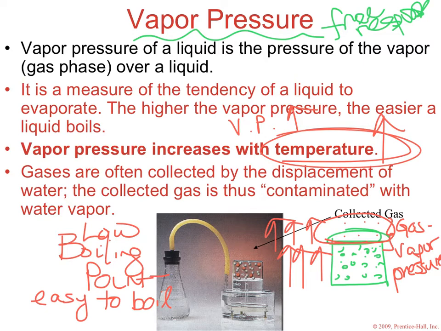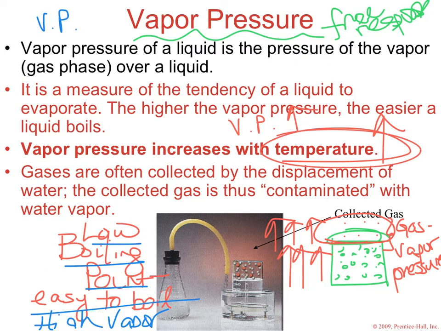For something that has a low boiling point, it is going to have a high vapor pressure. So think of vapor pressure as the number of gas molecules. Something with a low boiling point will have a high vapor pressure. Something with a high boiling point, something that's hard to boil, will have a low vapor pressure. It's not going to have very many molecules in the gas phase. So we say that vapor pressure is indirectly proportional to boiling point. Boiling point and vapor pressure are indirectly related. As one goes up, the other goes down.